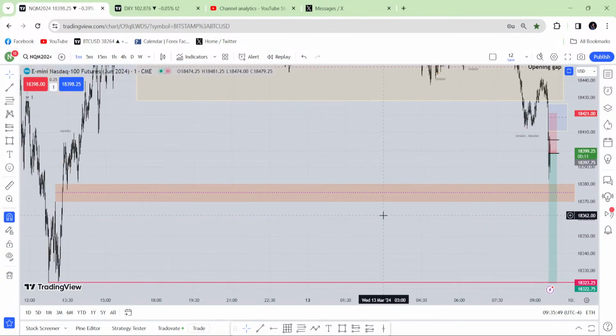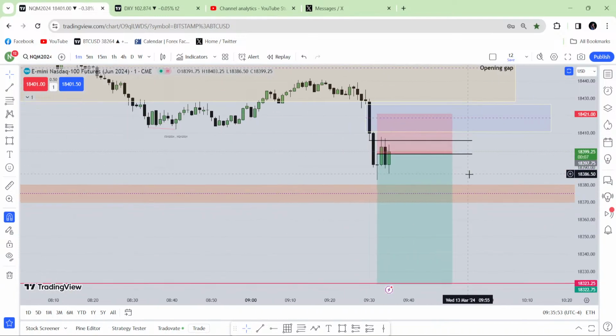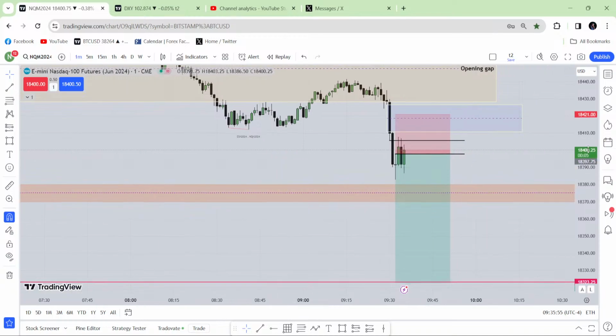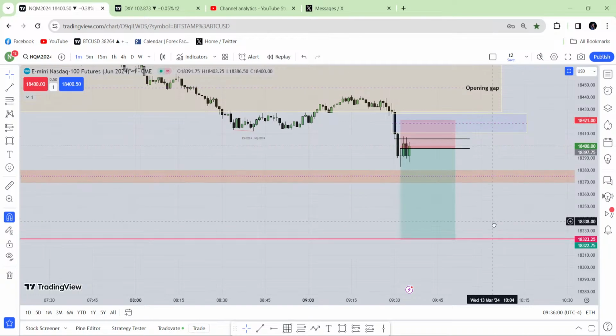Let me check if there is any 1 minute last parabolic gap. No, there is no 1 minute last parabolic gap as well. Yeah, it should fall. At least until this low, it should fall.